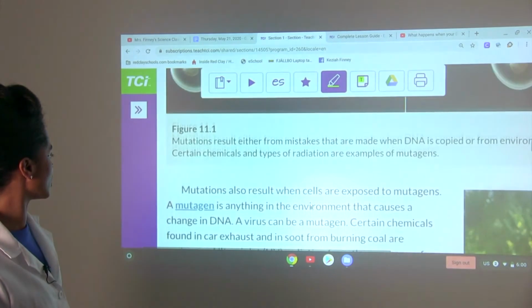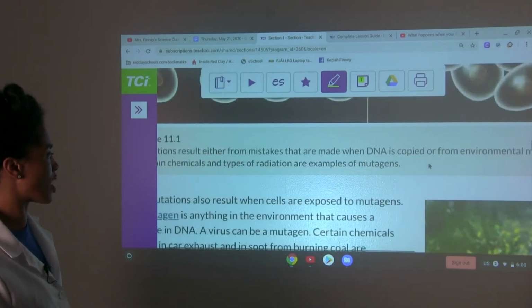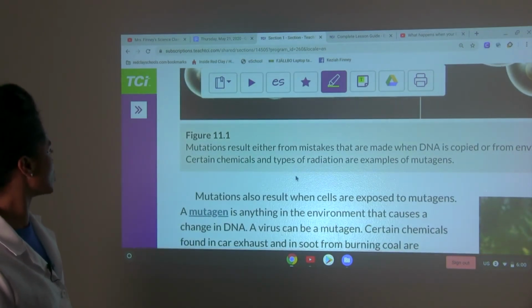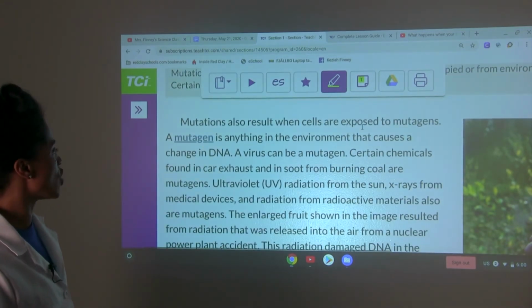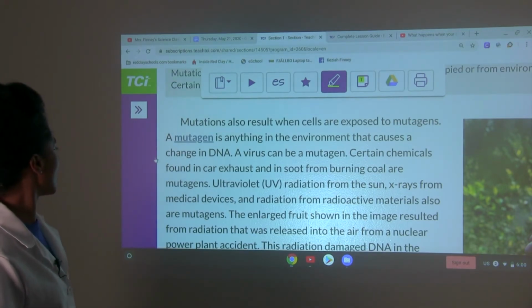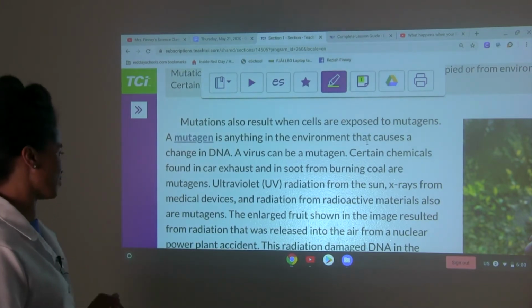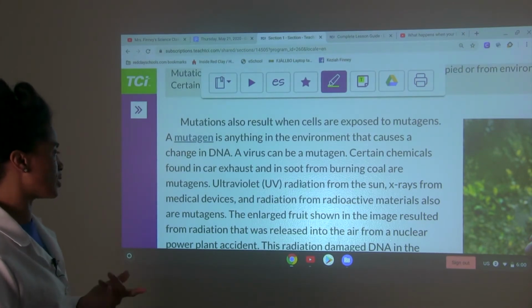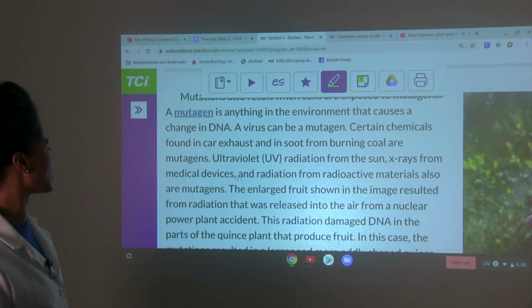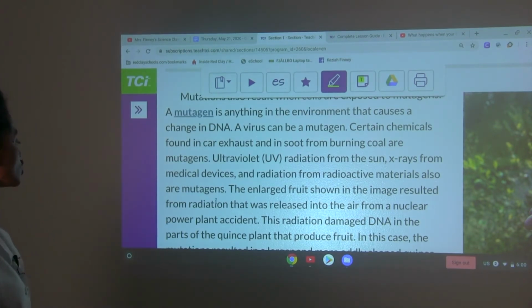Let's go back. So there are two. Mutations result either from mistakes that are made when DNA is copied or from environmental mutagens. Certain chemicals and types of radiation are examples of mutagens. All right. Mutations also result when cells are exposed to mutagens. A mutagen is anything in the environment that causes a change in DNA. A virus can be a mutagen. Certain chemicals found in car exhaust and in soot from burning coal are mutagens. Ultraviolet (UV) radiation from the sun, x-rays from medical devices, and radiation from radioactive materials also are mutagens.